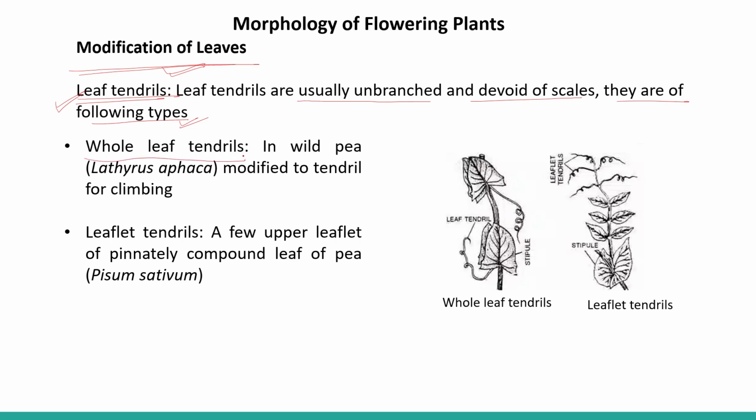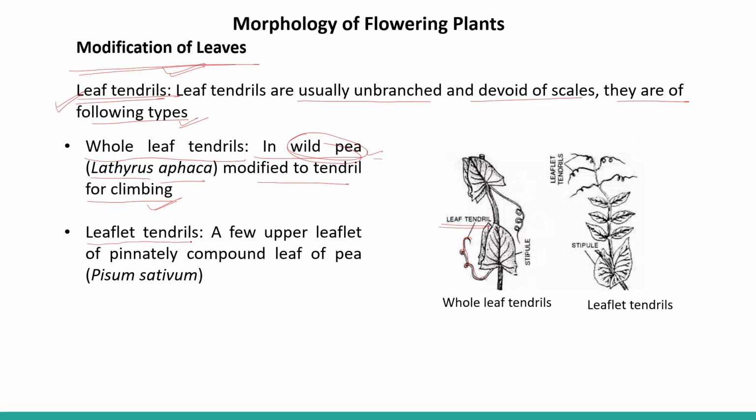Whole leaf tendrils. The whole leaf changes to a tendril. That is in the case of the wild pea plant, Lathyrus aphaca, modified to a tendril for climbing. So here you can see this is a leaf which changes to a tendril, and this is called leaf tendrils for climbing. Okay, so the example is Lathyrus aphaca, which is also called wild pea.